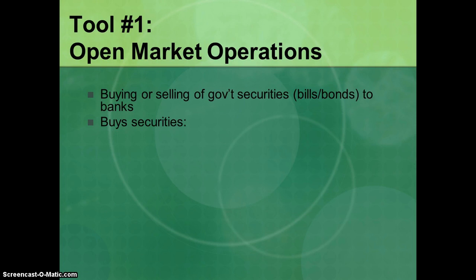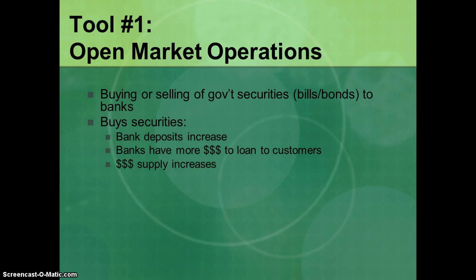When they buy securities, so when they buy bonds or bills, the bank deposits increase. When the government buys the securities back, they pay the banks cash on hand, which means that the banks will then have more cash on hand. If banks have more cash, that means they have more money to loan to customers. When they have more money to loan to customers, the money supply then increases.